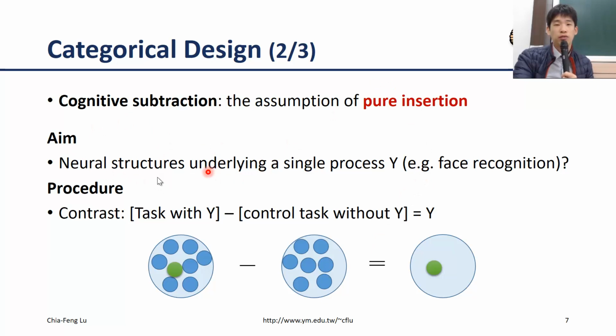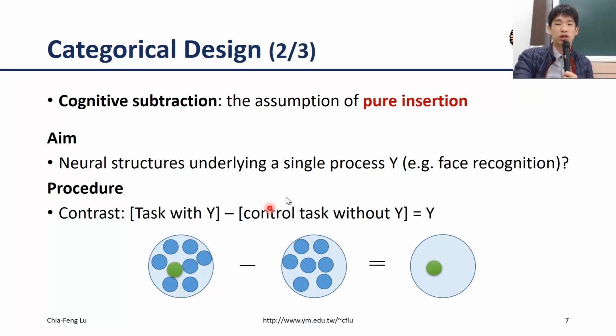For example, say you would like to probe or understand the neural structures or brain activation underlying a single process. I can put a variable y right here, but you can use an example. For example, face recognition. You'd like to know where the brain region responsible for face recognition is. Okay, so you'd like to deliver a study using the categorical design. Actually, there is a condition in which you show a picture of maybe a girl's or a boy's face on the screen.